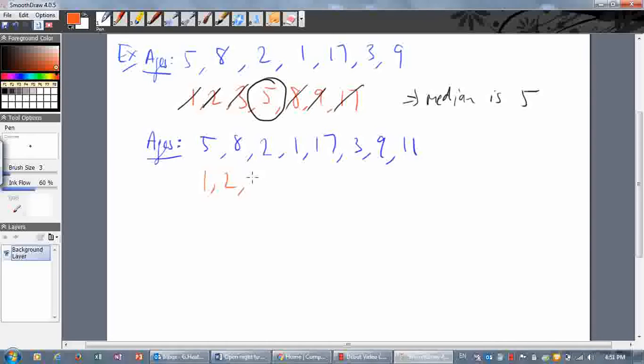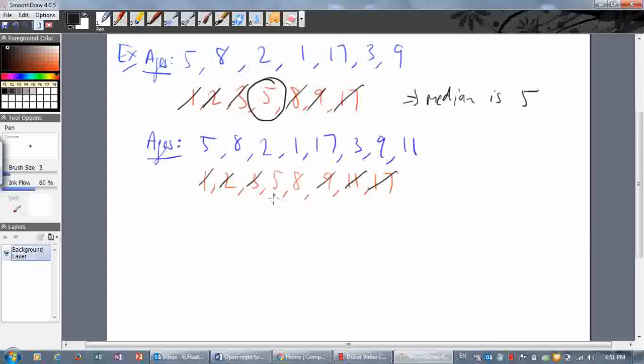1, 2, 3, 5, 8, 9, 11, and 17. 3, 4, 5, 6, 7, 8. And what we'll do is the same as last time. We'll cross out the outside ones, cross out the outside ones, cross out the outside ones. We're sort of whittling our way down. But we're left with 2.